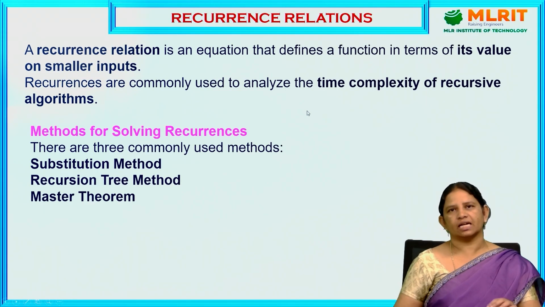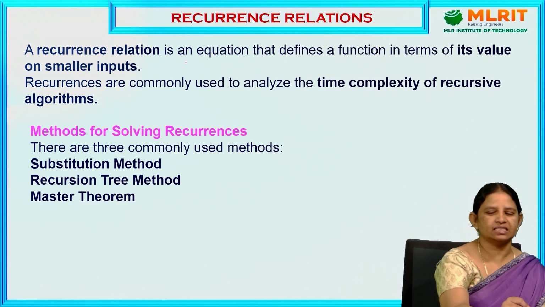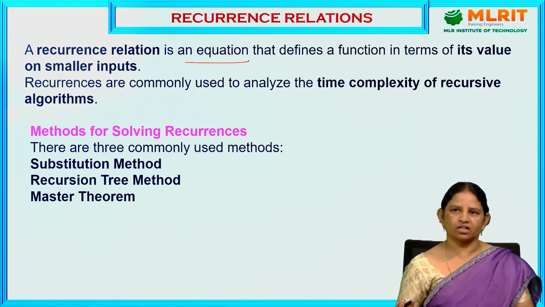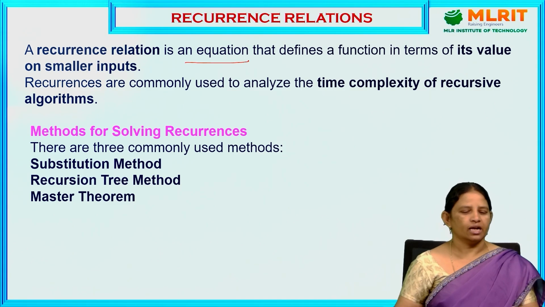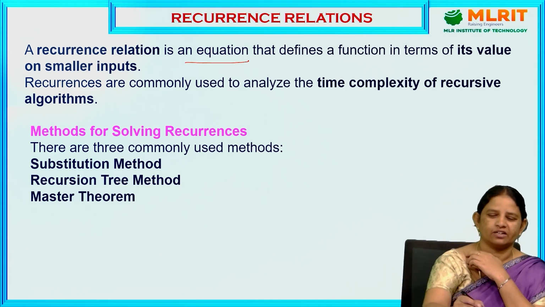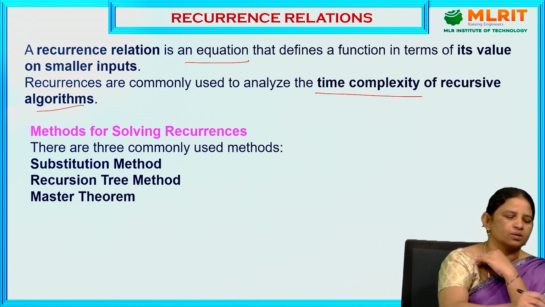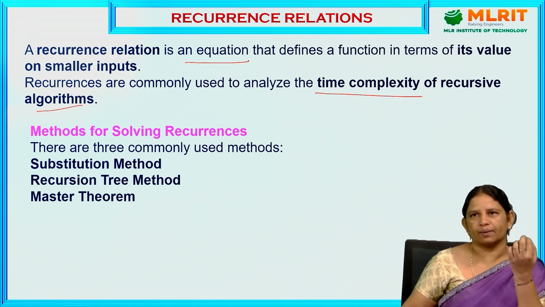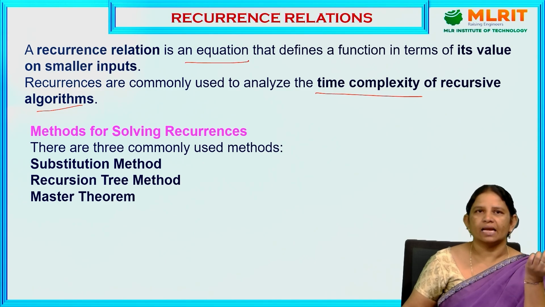So, what is a recurrence relation? A recurrence relation is an equation that defines the function. It is one type of method to analyze the time complexity of recursive algorithms. What is a recursive algorithm? It means a function which is calling itself repeatedly is called a recursive algorithm.